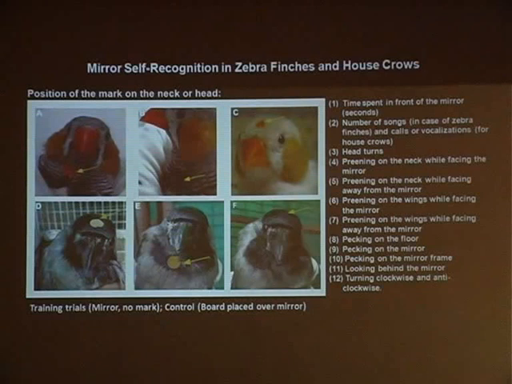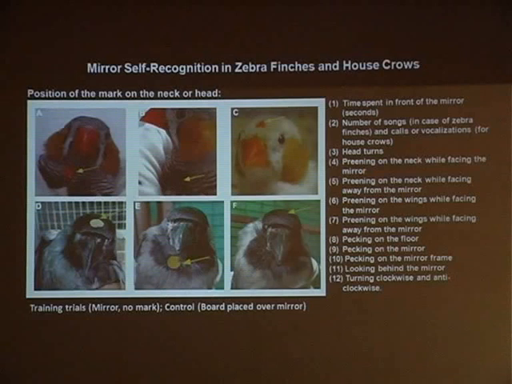So for this, we did exactly what the others did. We placed a mark on one part of the bird, which it could not see, under the throat or on top of the head. And you can see that we used a bright red spot for the zebra finches, yellow for crows. These were placed in a cage. We ran a number of training trials.